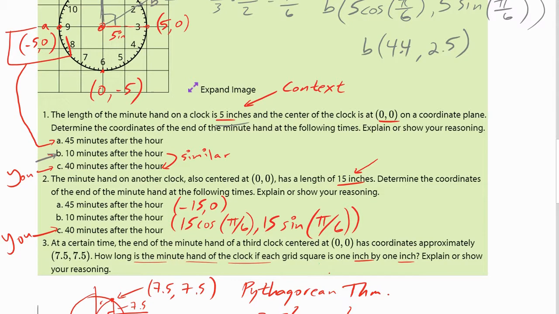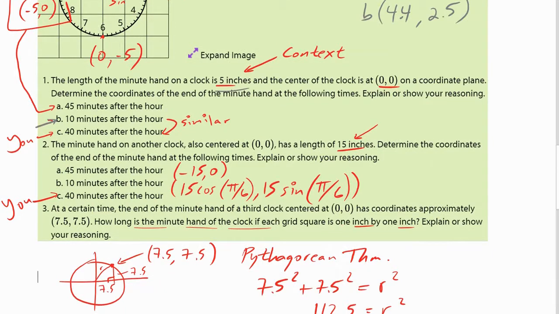So let's see, here we go. So r squared, right? So what do you get? Go ahead and try to find r, the value for r. So hopefully you found 112.5 equals r squared. How to get rid of a square? Go ahead and do that. All right, and if you did that, you should get r equals 10.6 something, right? So 10.6 inches is the context that we're maintaining here. So context matters. All right, so that should be the length of your minute hand.